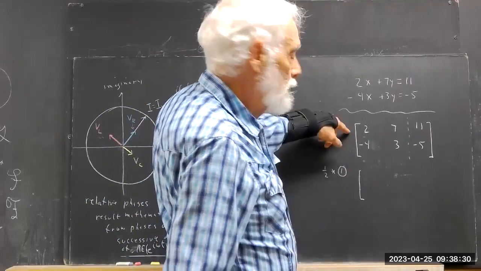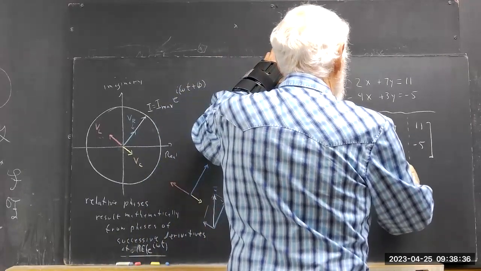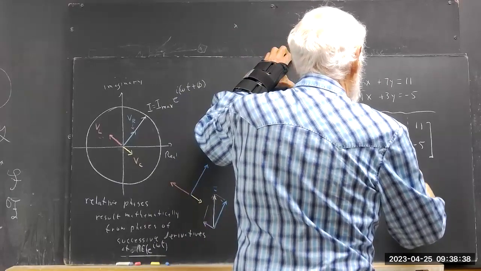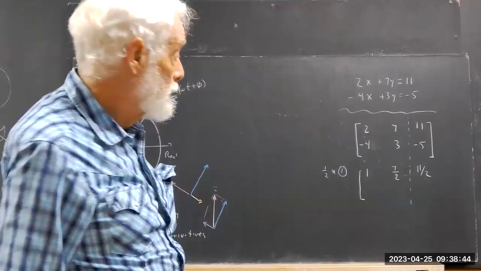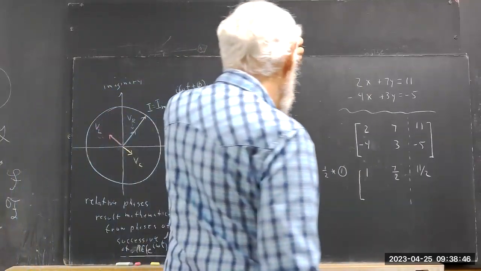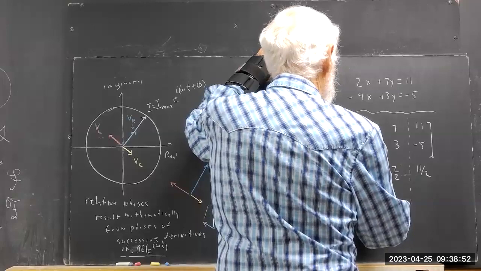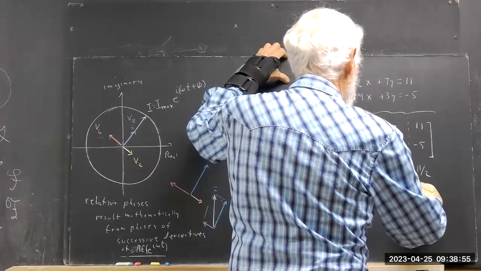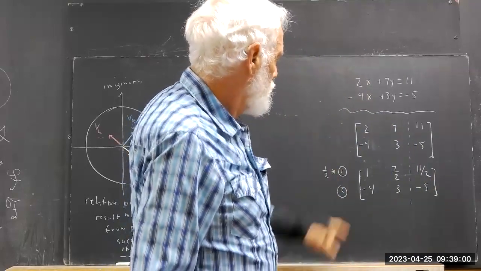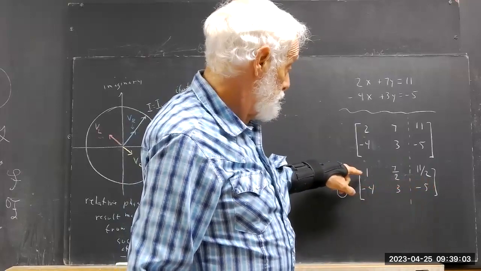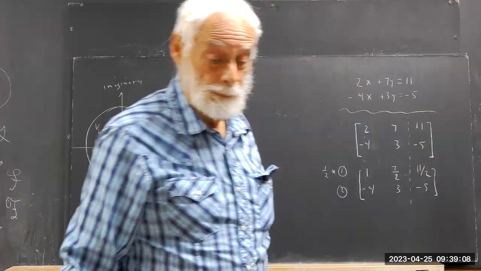I could do half of the first row of this matrix, which would give me 1, 7 halves, 11 halves. And then I can write down the second row just as it is. Okay, can you write down what equation this would be? With the X's and Y's, just the first row, what equation would that correspond to?